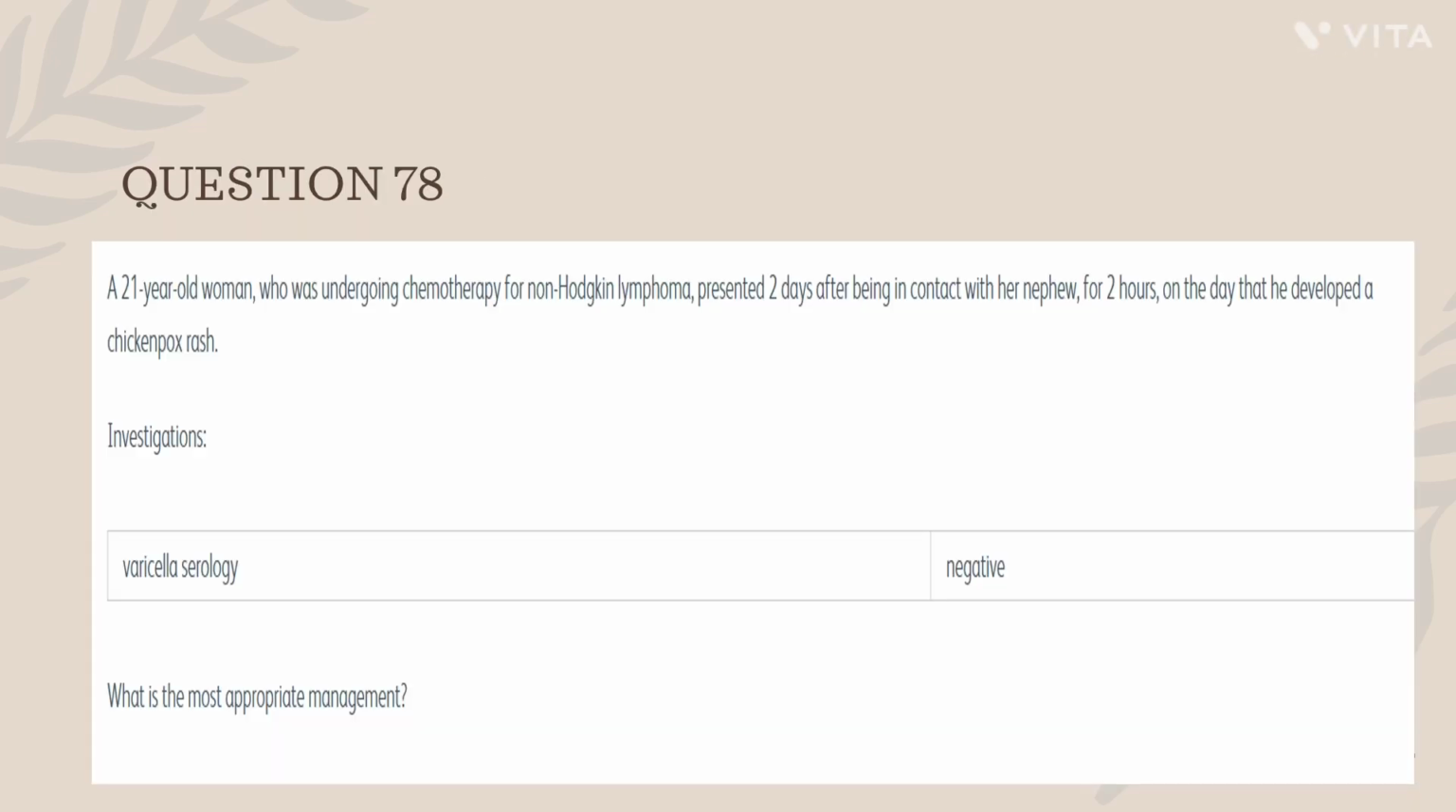Next question: a 21-year-old woman who was undergoing chemotherapy for non-Hodgkin lymphoma presented 2 days after being in contact with her nephew for 2 hours on the day that he developed a chickenpox rash. Okay, so an immunosuppressed patient receiving chemotherapy for NHL with a varicella contact. The varicella serology is negative. What is the most appropriate management?